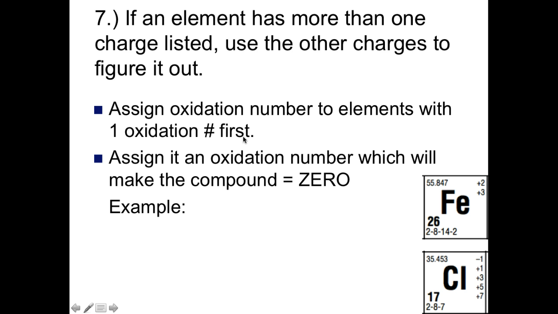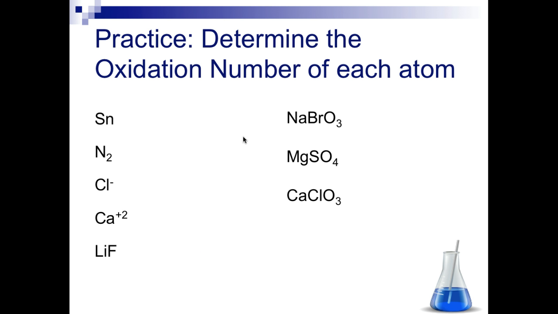And number 7, if an element has more than one charge listed, use the other charges to figure it out. You're going to first assign oxidation numbers to elements with one oxidation number first. Then you're going to assign oxidation numbers which will make the compound equal 0. So if we were to look at FeCl3, Fe is going to be +3, chlorine is going to be -1, and so when we add up those charges, they equal 0. The compound is neutral.